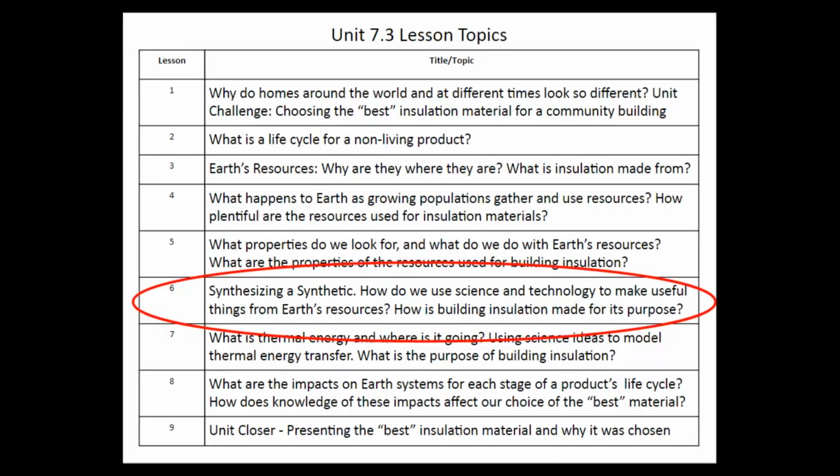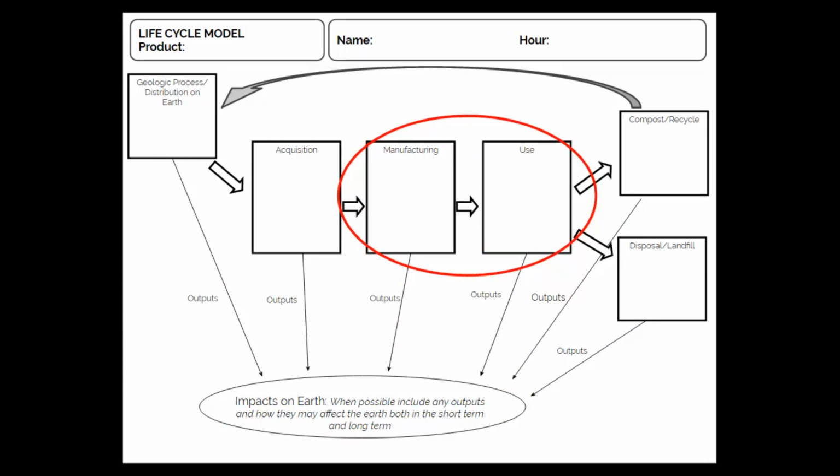Lesson 6 is about how humans synthesize natural resources into useful products and the role of science, engineering, and technology in this process. Students dig into how all sorts of things are manufactured or synthesized, and in the connect phase of the lesson into how their assigned insulation material is made. The lesson is mostly about the manufacturing stage of the life cycle, but also starts to get into the use stage. And once again, we hope your students are able to identify these stages.